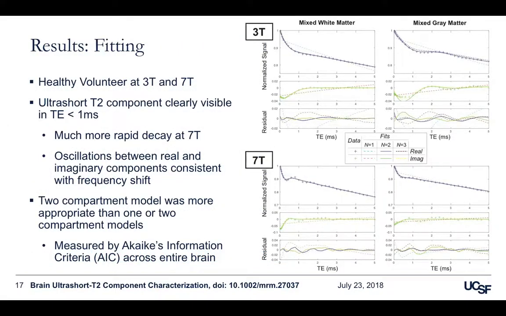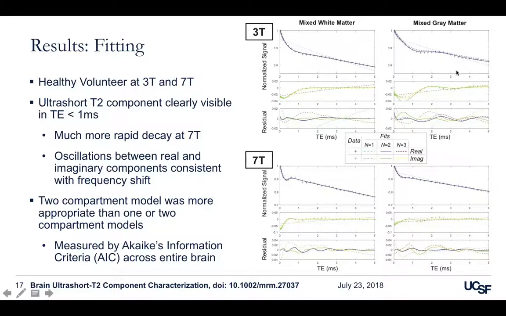Okay, so into some results, some data here. This is data in the same healthy volunteer, both at 3T and 7T, where we've applied single component, n equals 1, two component, n equals 2, and three component fits. What you can see most obviously here in the 3T data is that the single component fit is inadequate. There is a clear Ultrashort-T2 component that's decaying a lot within the first millisecond or so of the data acquisition. And if we go to 7T, you see that the decay is maybe quite a bit faster, maybe within half a millisecond or so.